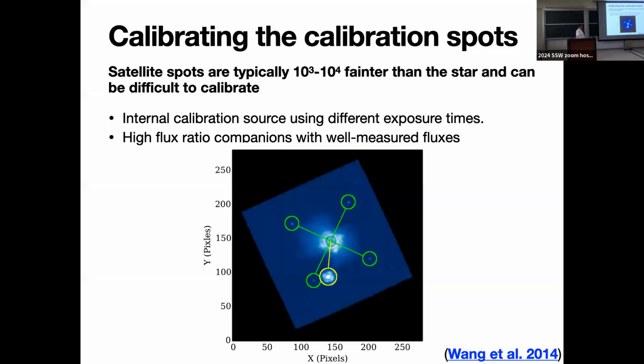To calibrate the calibration spots, this can be quite difficult because they tend to be very faint relative to the star. So it's very difficult to get an image where you can see both the central star and the calibration spots. They tend to be 1,000 or 10,000 times fainter. You can use the internal calibration source of the instrument and then a series of exposures with a ladder of exposure times to measure both. Or you can use, as is the case here, a high flux ratio companion with a known brightness that you can directly calibrate the spot brightness on sky.